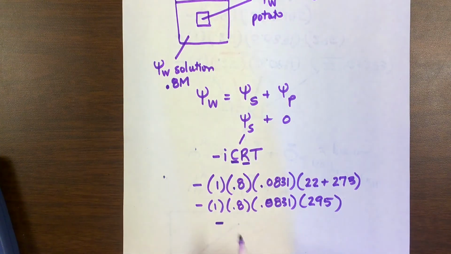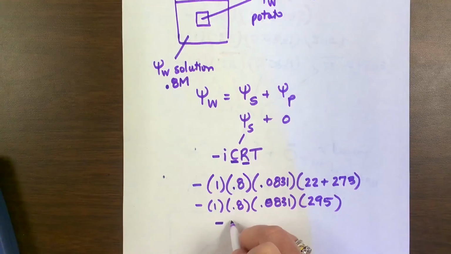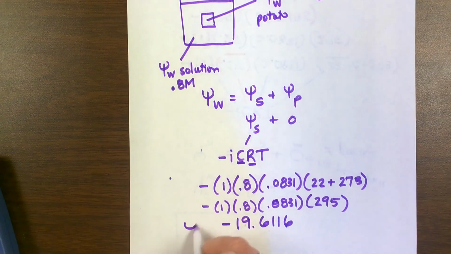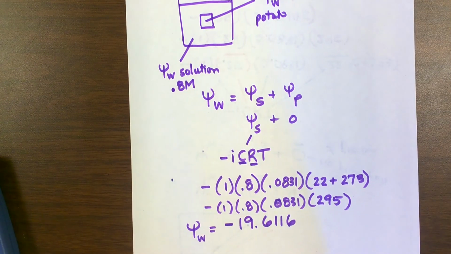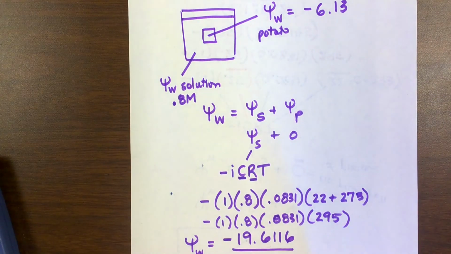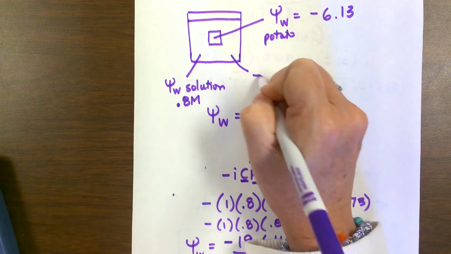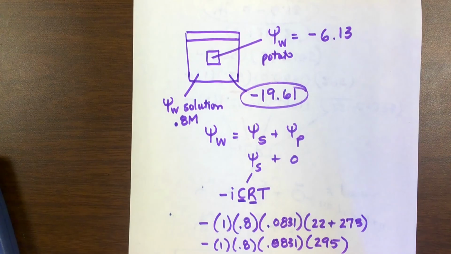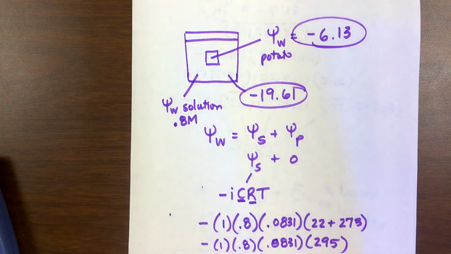I'll leave my negative there. So 0.8 times 0.0831, and then times 295. And I get negative 19.6116. So the water potential of the solution is negative 19.6116. And I'll just round it to negative 19.61. Okay? So what happens here is this is the water potential of the solution, and this is the water potential of the potato.